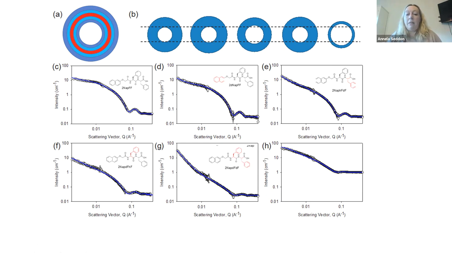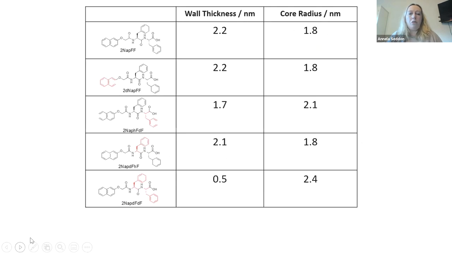And then finally, the most extreme version is to deuterate both of the amino acids. And so here we're getting rid of the light blue and the dark blue, and all of our scattering is simply coming from that red naphthalene ring. So we should see a huge difference in wall thickness and in core radius if our model is correct. So what do we see? Well, that's exactly what we do see.